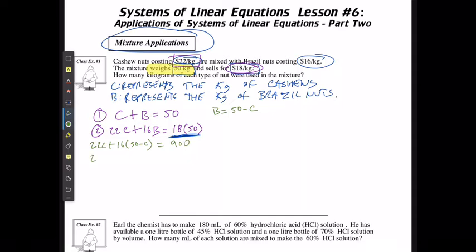So 22C minus 16C plus 800 is equal to 900, or 6C is going to equal 100 when I move that over, which means that C is going to equal, and I'm just going to leave this as a reduced fraction, 50 over 3.